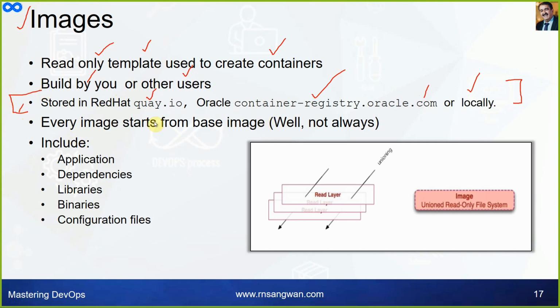Every image starts with a base image. Well, not always, because you can start an image from scratch also. So by default, it is read layer, read layer, read layer, and the unioning of these layers will make one image. Therefore, the simplest definition of an image is a unioned read-only file system, which will include your application, dependencies, libraries, binaries, and configuration files.